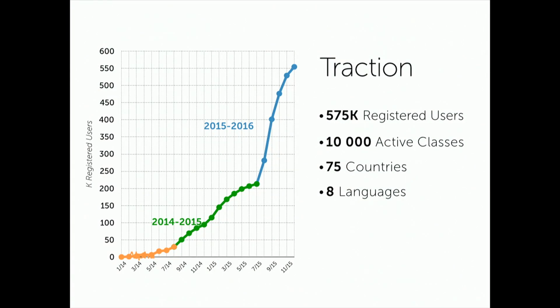So this has been our traction. It started off slow, and now we're up at just shy of 600,000 users. We're across the world in 75 countries. We're translated in 8 languages. And it's been growing a lot since the fall. We doubled our users just at the time we were moving to Galaxy. So this is about when we moved to Galaxy.